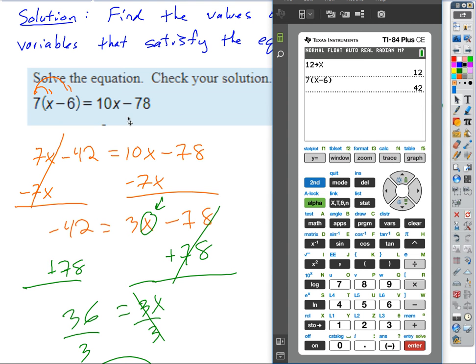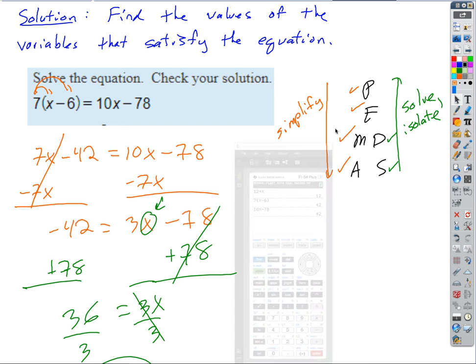I can do the same thing to the right side. So I'll do 10x minus 78 and hit enter, and I know I got it right because both sides give me the same value when x is equal to 12. Okay? Pretty handy. Easy way to check it.